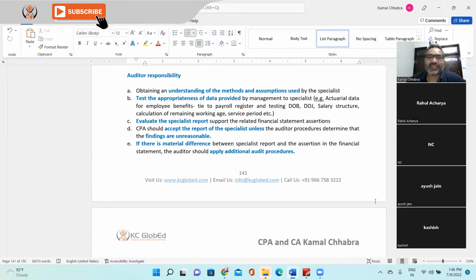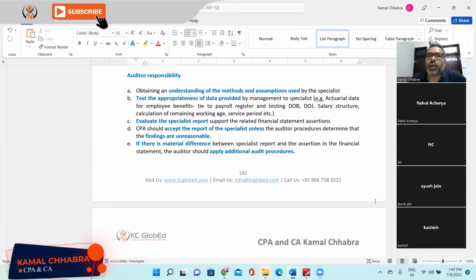Yes, it's not easy. Okay, so what are the auditor responsibilities when you are involving specialists? First is obtaining an understanding of method and assumption used by specialists, testing the appropriateness of data provided by management, like for actuarial valuation. I'm sure you might have heard of provision for leave encashment, provision for long-term employee benefit, provision for gratuity, right? You might have heard about these terms in your financial statement, right? How those provisions have been calculated, you may involve actuarial.